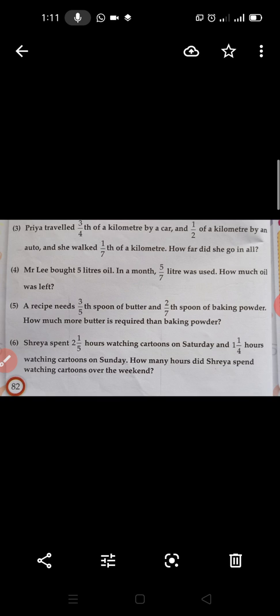Here you have to do the addition. Already we know how to add and how to subtract the given fractions. Already I explained the third question and fourth question now. The third question is for addition, the fourth question is for subtraction. The same way try to solve the fifth question and sixth question.